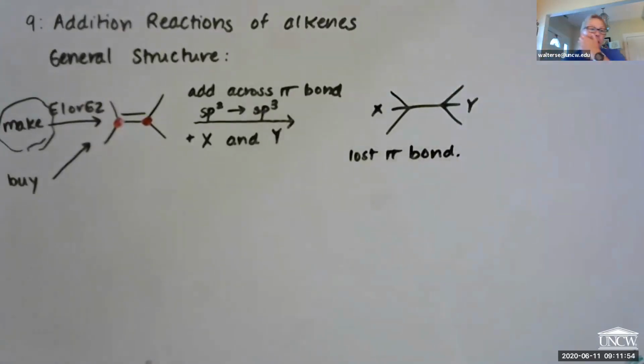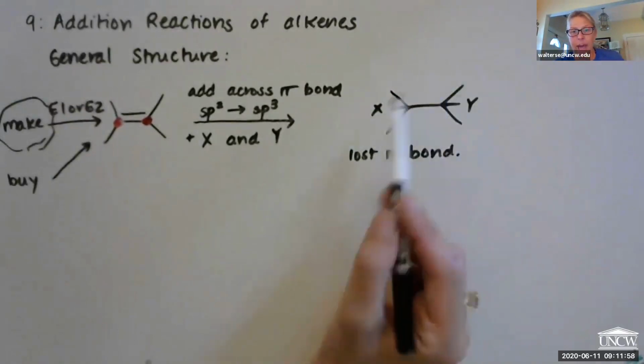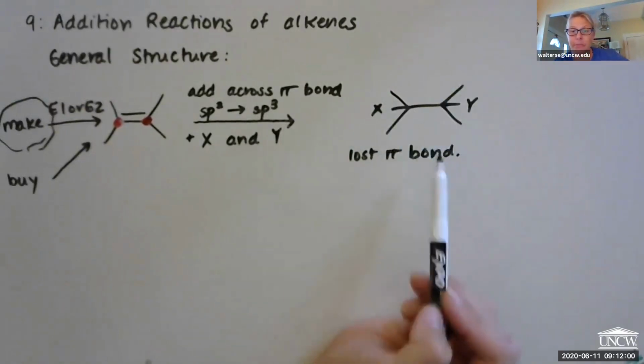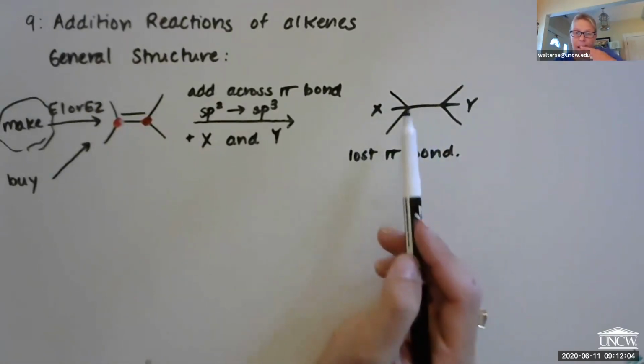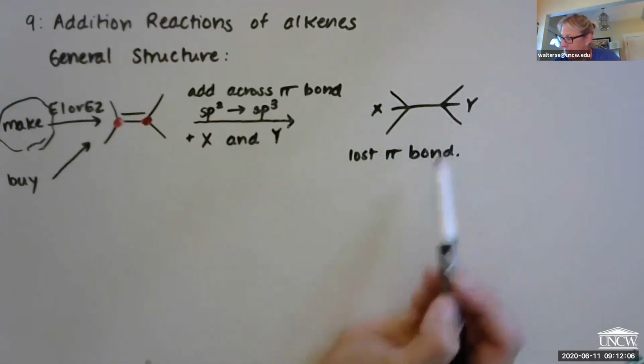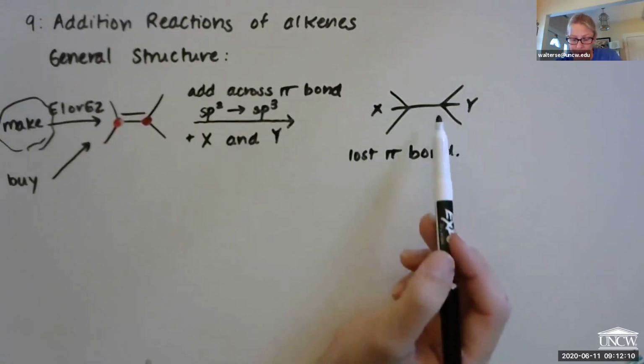Okay, so your product of addition reactions cannot be an alkene. It may not necessarily just be an alkane, it may be a substituted alkane. You could make alcohols, dialkyl halides, things like that. But you cannot show a pi bond here.